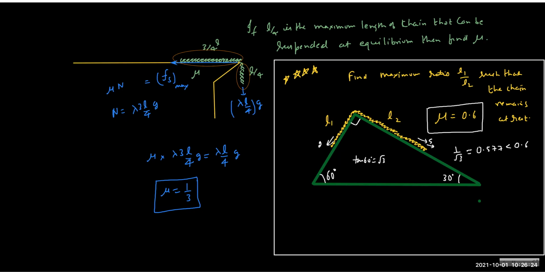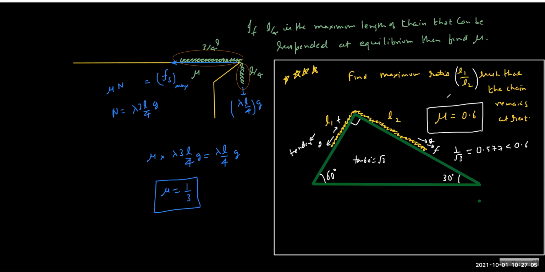So now gravity is trying to pull down, and the frictional force on the right chain will also be down. But the frictional force on the left chain will be up. Why? Because the tendency is this way. The tendency is down. Because I am trying to maximize this ratio, which means I'm trying to maximize L1, the tendency is definitely going to be on the left.